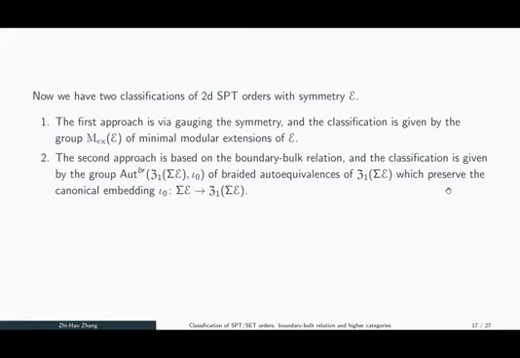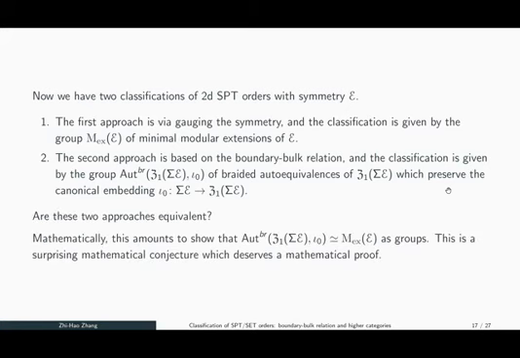So there's a natural question: are these two approaches equivalent? Mathematically, this means these two groups should be isomorphic, the group of minimal modular extensions and this automorphism group. And this is a mathematical conjecture and deserves a mathematical proof.